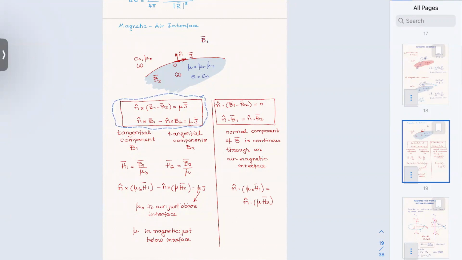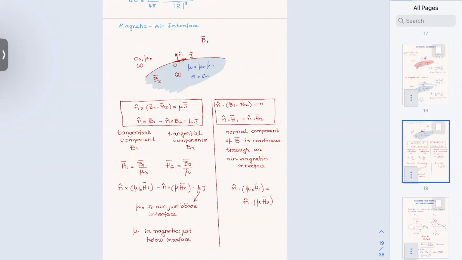And the other one says that the normal component of the magnetic flux density through the interface is continuous no matter what, whether you have a current or not on the interface. And as I said, the one that we used for the solenoid is the first one. And this is the one that I would like you to remember, as well as the other one, all right?